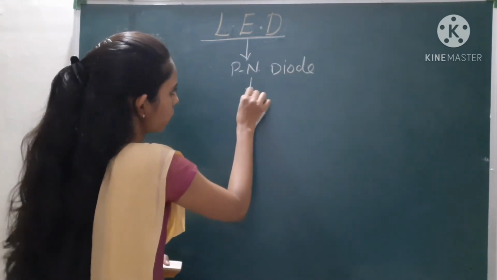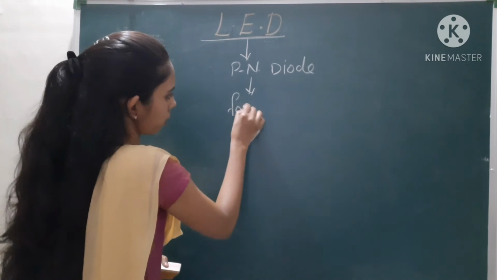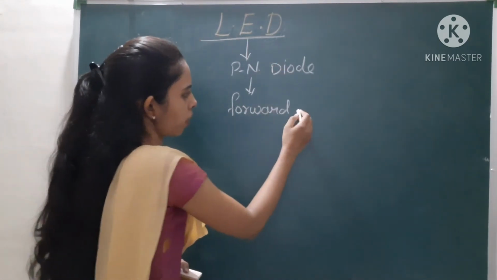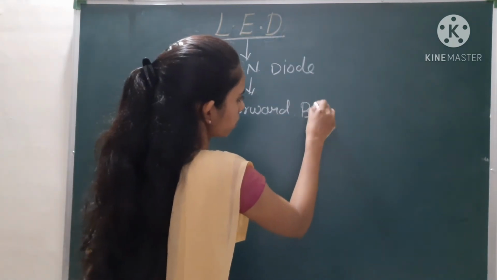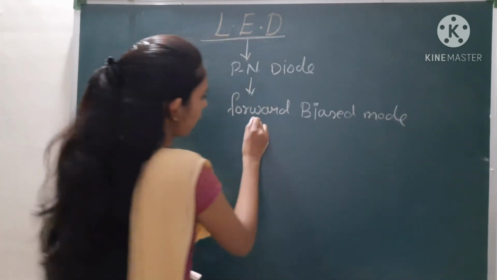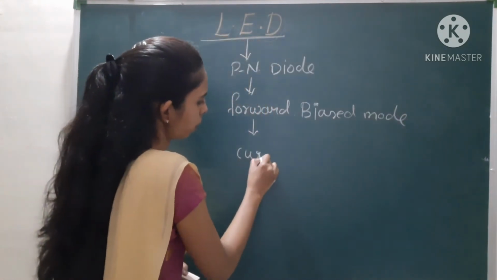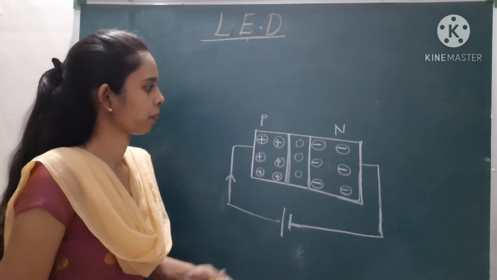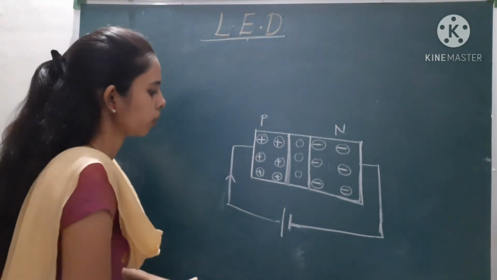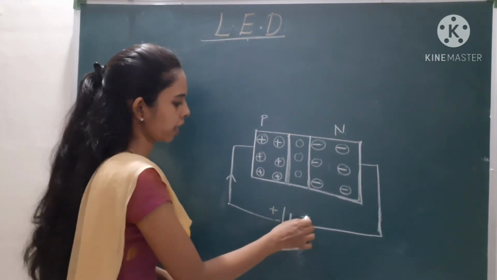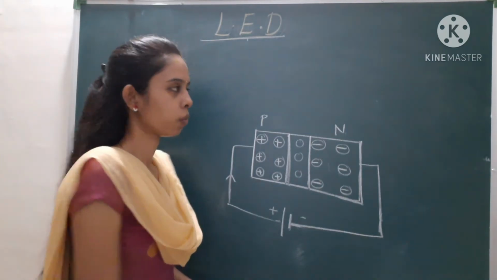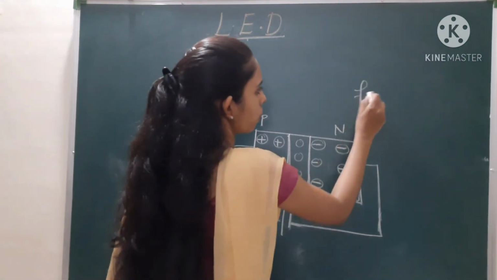and this diode works in forward bias. Now we know that when the PN junction diode works in forward bias mode, then maximum current is going to flow. This is the diagram for LED. You can see that we have supplied an external voltage to this. This is a normal PN junction diode which will work in forward bias mode.